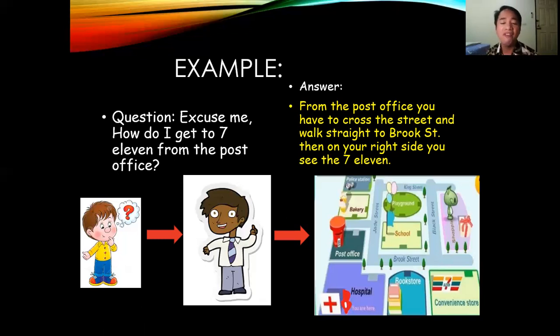Or you can say, from the post office, you can walk straight to the Brook Street, and then next to the bookstore is the 7-Eleven. So the landmark is the bookstore, and next to that is the 7-Eleven. That's how you answer the question when you give direction. This is very important. When you give direction, you have to use the words cross, walk straight, on your right side.